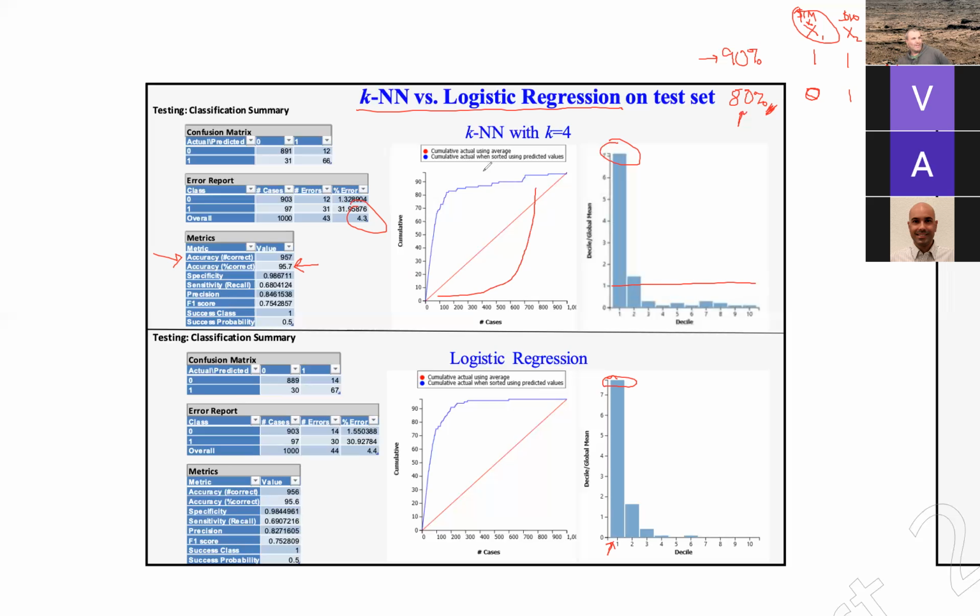Can you explain more about success class and success probability? I feel like right now we've just been defaulting to 1 and 0.5, but I don't really know when we would change that.